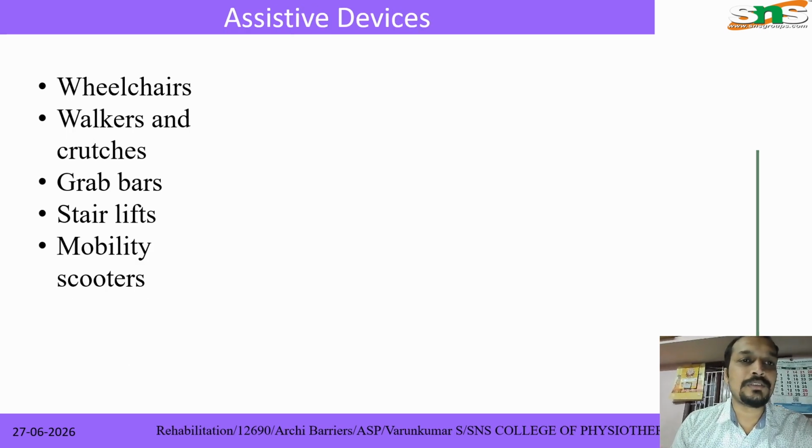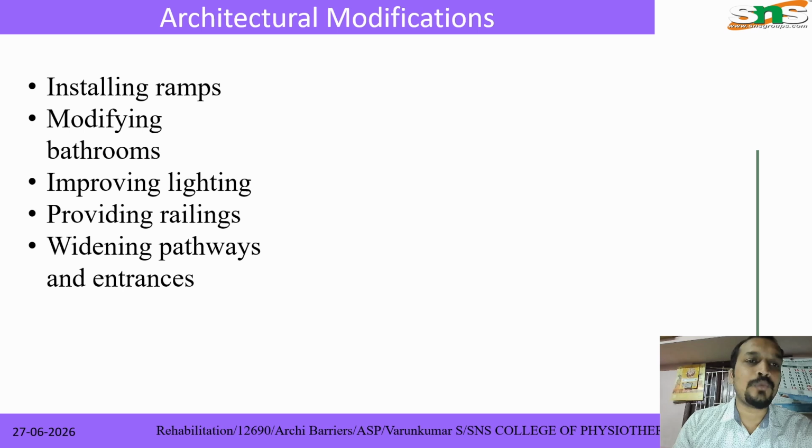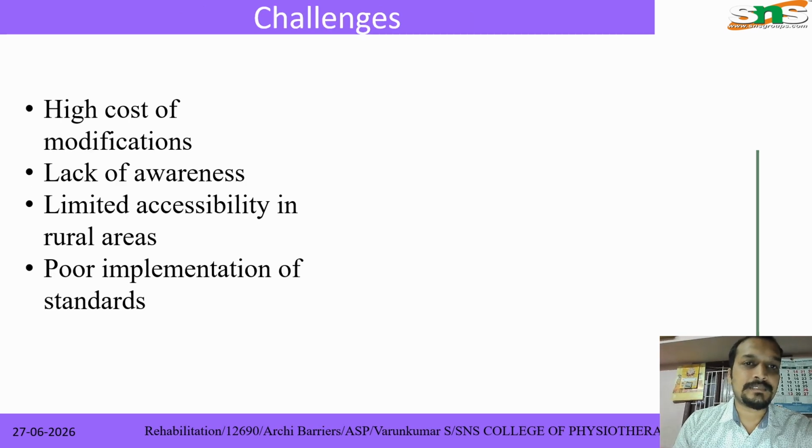What are the assistive devices used? Wheelchairs, walkers and crutches, grab bars, stair lifts, and mobility scooters. What architectural modifications do we need for the accessibility of the patient? We have to install more ramps, modify their bathrooms, improve the lighting facilities, provide railings, and widen the pathways and their entrances. What challenges can we face? High cost for the modification, lack of awareness of how we need to modify, limited accessibility in rural areas, and poor implementation of standard quality. These are the challenges we can face regarding architectural barriers.